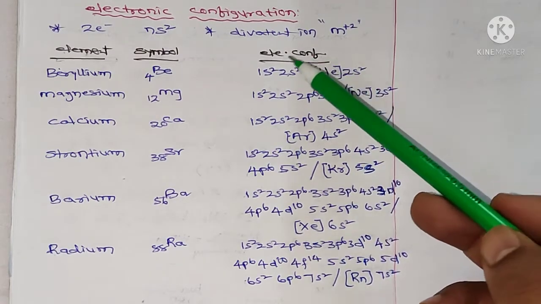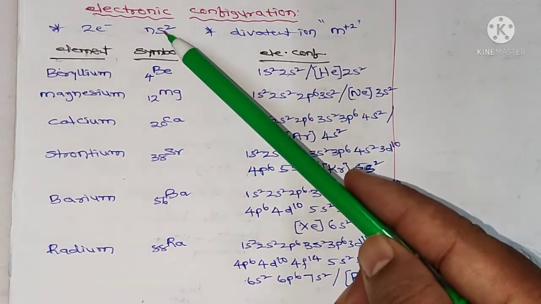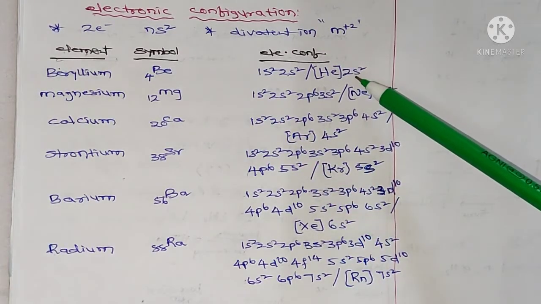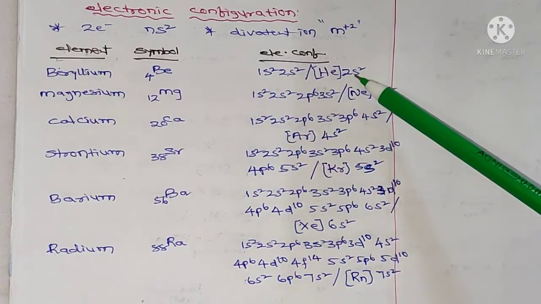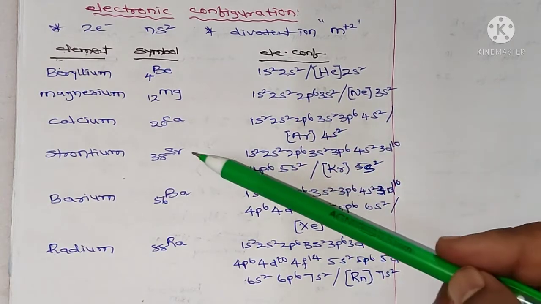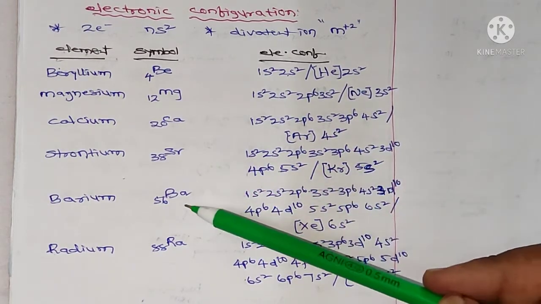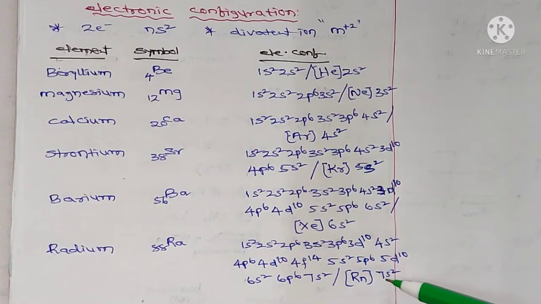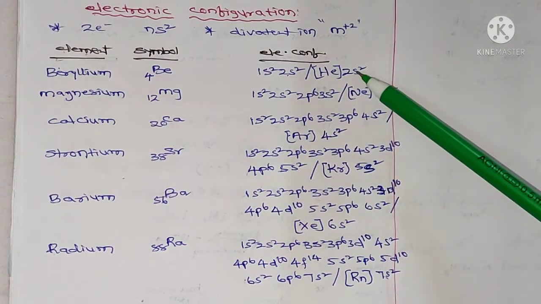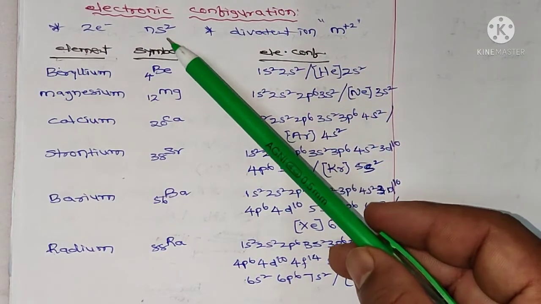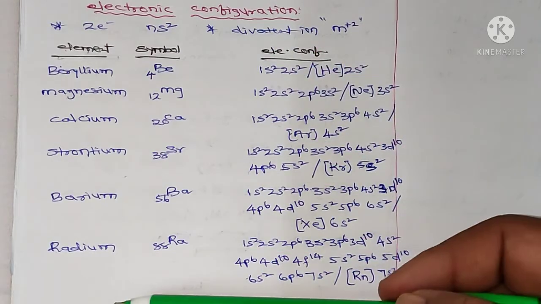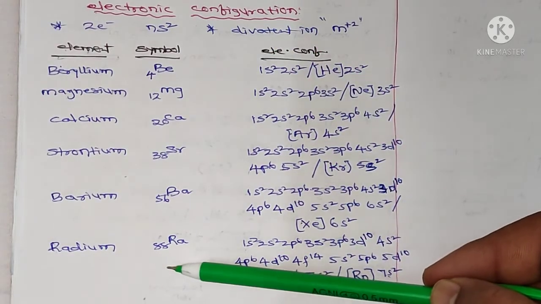So the second group elements' common outer electronic configuration is ns2. Here the outer electronic configuration for beryllium is 2s2, magnesium 3s2, calcium 4s2, strontium 5s2, barium 6s2, and radium 7s2. So the common outer electronic configuration we can write as ns2. And in this group, radium is a radioactive element.